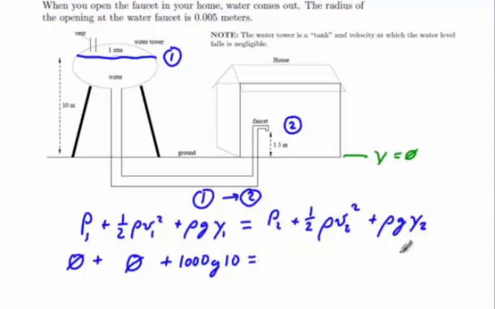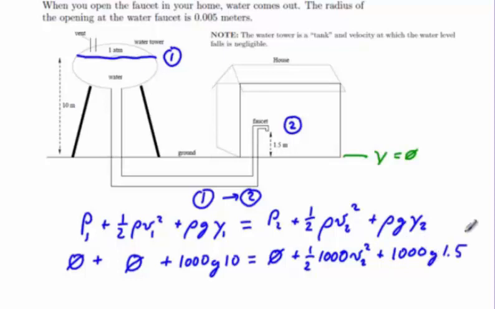At location 2, since the water is again in contact with the air, it has the same pressure as the air, which is a gauge pressure of 0. At this point, the water is certainly moving, so we will have 1/2 the density of water times the velocity at location 2 squared. And since we defined y equals 0 to be at the ground, we will have a potential energy term at this location, which will be the density of water times g times a height of 1.5 meters.